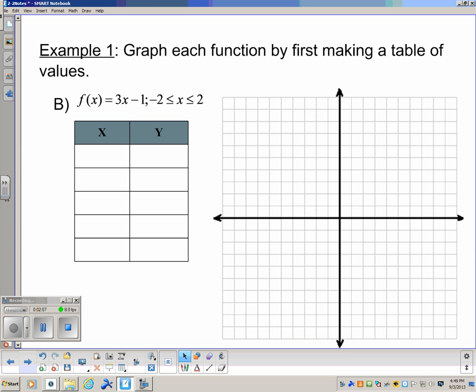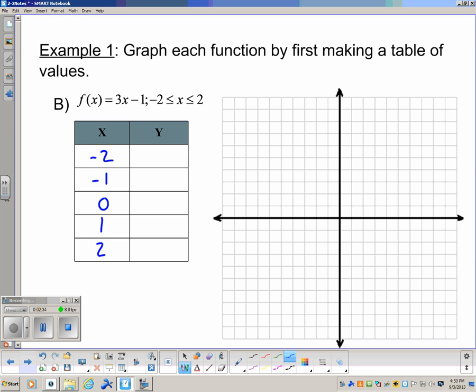This one says f of x equals 3x minus 1, where x is between negative 2 and 2. So we're supposed to pick x values this time that are between negative 2 and 2, nothing outside of those. I couldn't pick negative 3, and I couldn't pick 3. So negative 1, 0, and 1 again work for this one.